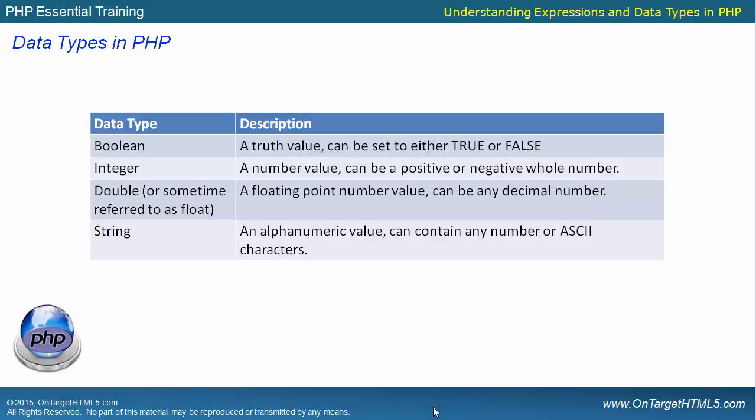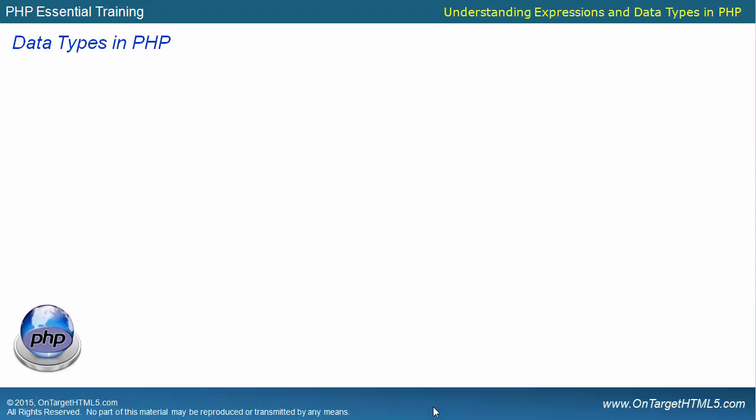We have a Boolean data type, which is a truth value and can be set to either true or false. We have an integer data type, which is a number value. It can be a positive or negative whole number, no decimals. Then we have what's called a double, or sometimes referred to as a float data type, and it's a floating point number value, and it can include a decimal number. And then we have string data types, which are alphanumeric values. They can contain any number or ASCII character inside of our character set. Those are the four that we'll be dealing with most often as we go through this training set of tutorials.